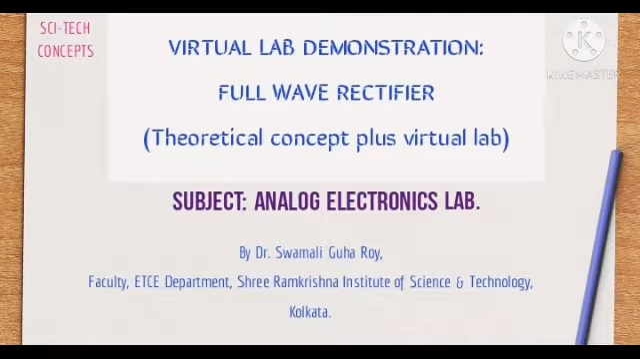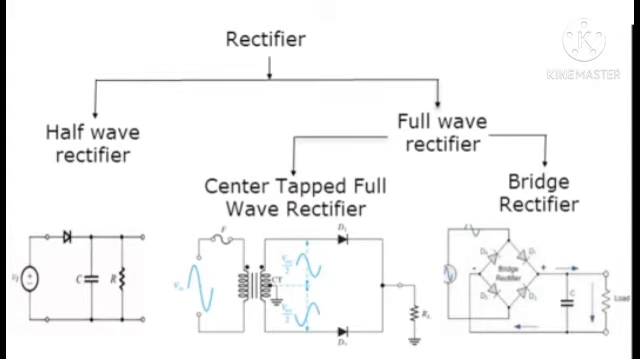Let's start. You all know that a rectifier is a type of circuit which converts AC into DC. That is, it can convert AC power into DC power. Or if you apply an AC voltage, then we will get a DC voltage.